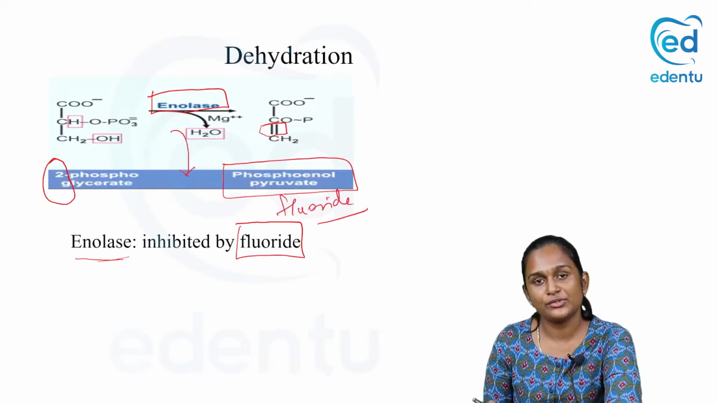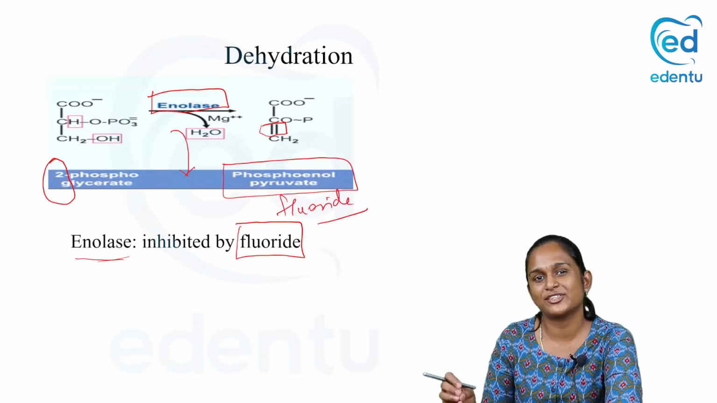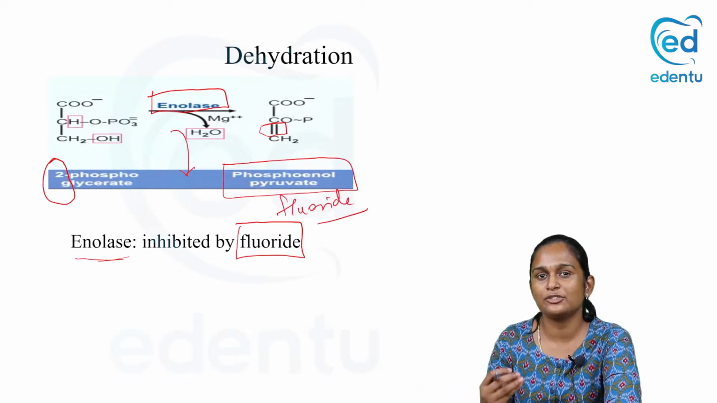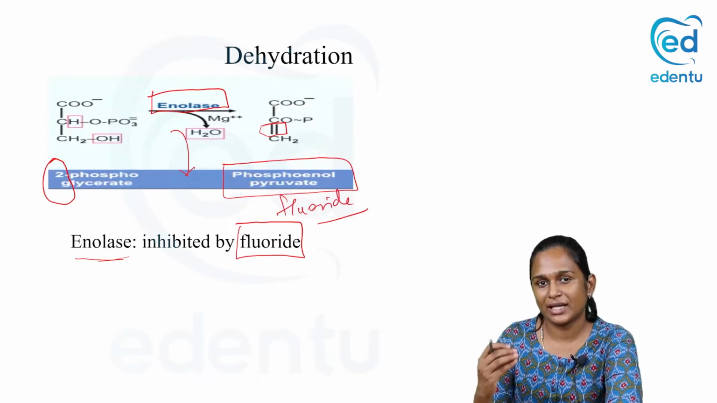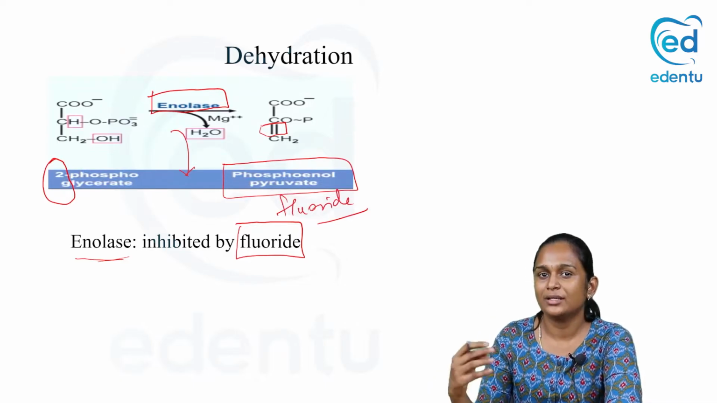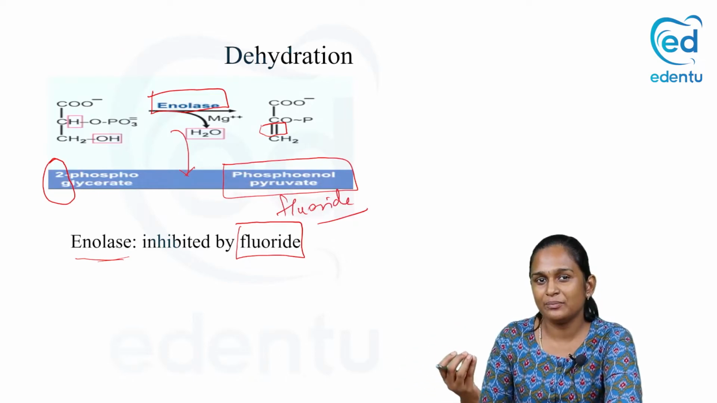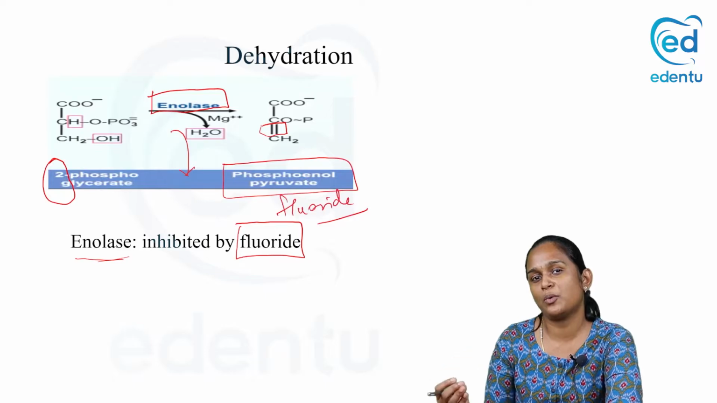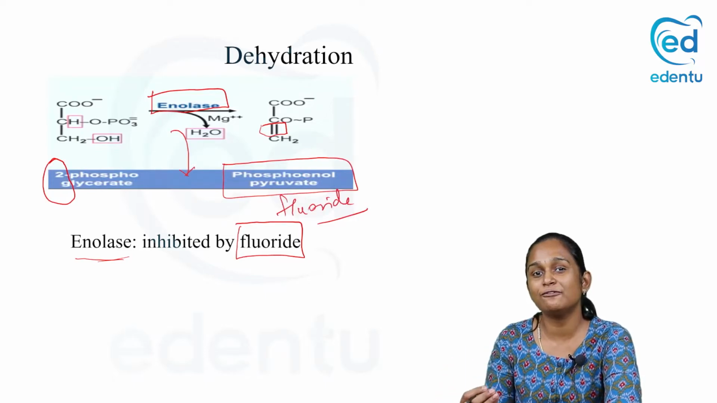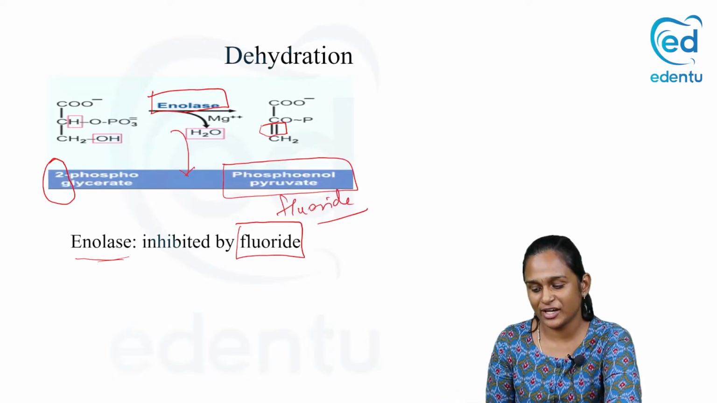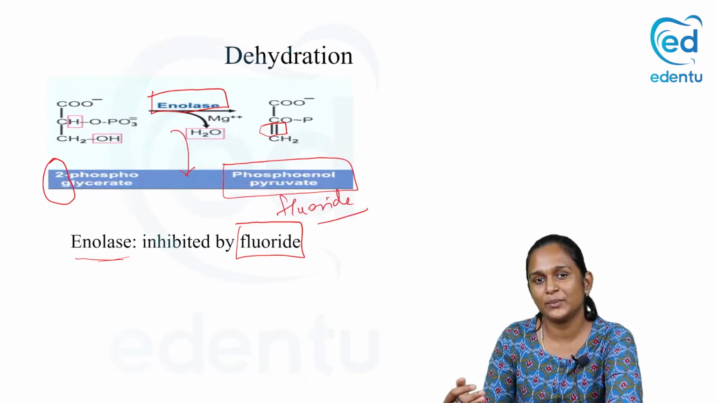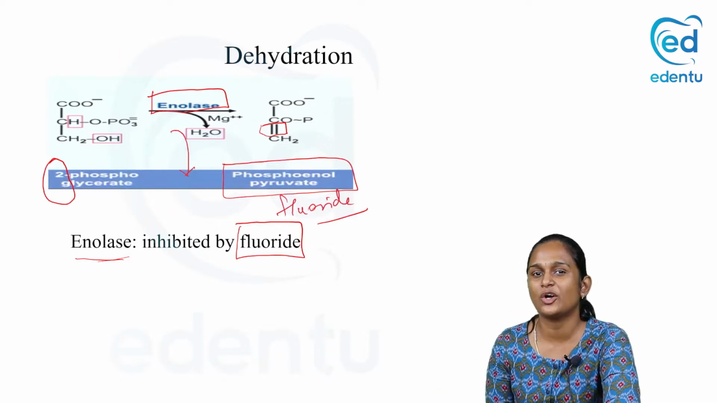utility. We used to collect blood samples in fluoride tubes for estimation of glucose, because whenever the blood sample is not centrifuged, if it is kept as a whole blood sample, glycolysis will happen inside the RBC and there will be falsely low levels of glucose. To avoid that, we used to collect glucose in fluoride tubes. So what is the mechanism of action of fluoride here? Fluoride will inhibit the enzyme enolase, so glycolysis will not happen.